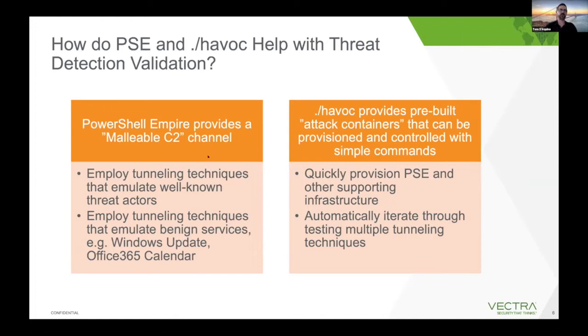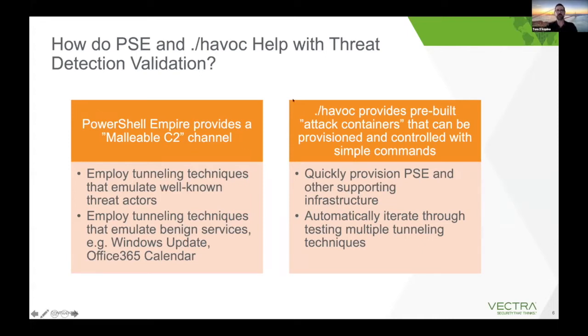So malleable C2 is a concept that many of you may be familiar with from Cobalt Strike. PowerShell Empire is free and open source, so it's kind of a poor engineer's version of Cobalt Strike. Maybe I happen to be a fan of it, though. I really like open source tools, and the fact that you can do this kind of stuff free without any significant investment is really, really beneficial, I think, for the community.